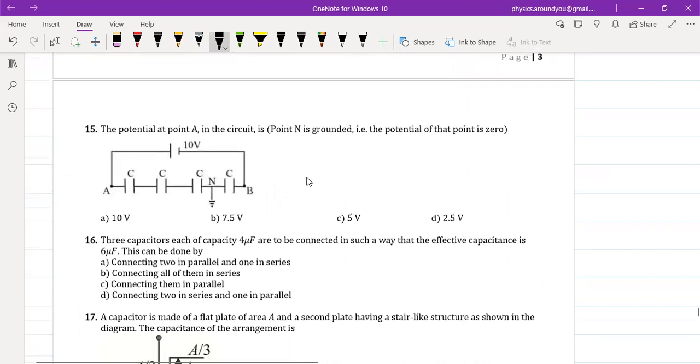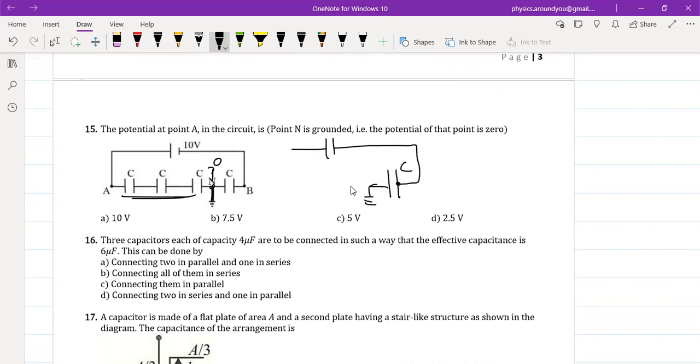In the 15th one, I have potential at n to be 0. I will draw the equivalent of all this. It will be handy, right? So this is C, this is grounded, and this one shall be C, C, C, three C's in series. So it will be C by 3.